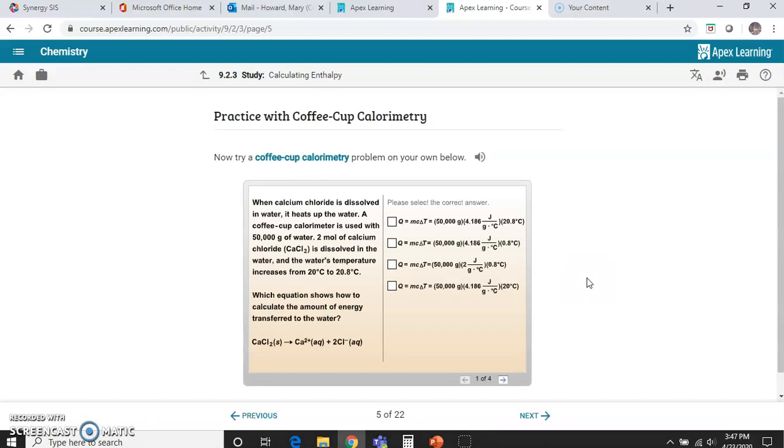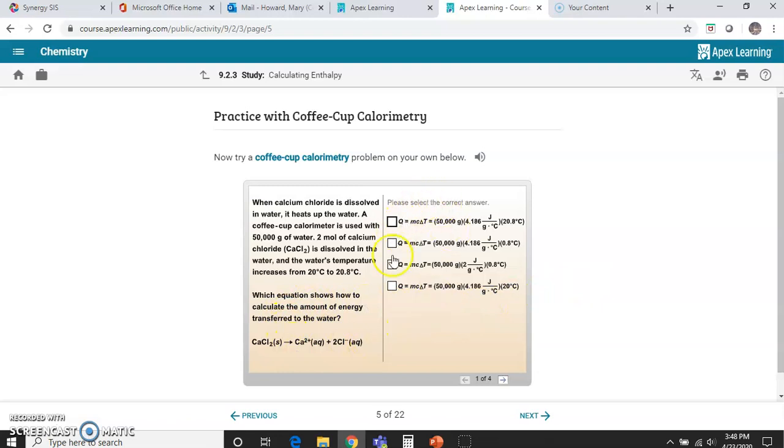Okay, let's see. When calcium chloride is dissolved in water, it heats up the water. A coffee cup calorimeter is used with 50,000 grams of water. 2 moles of calcium chloride is dissolved in the water, and the water's temperature increases from 20 to 20.8. Which equation shows how to calculate the amount of energy?